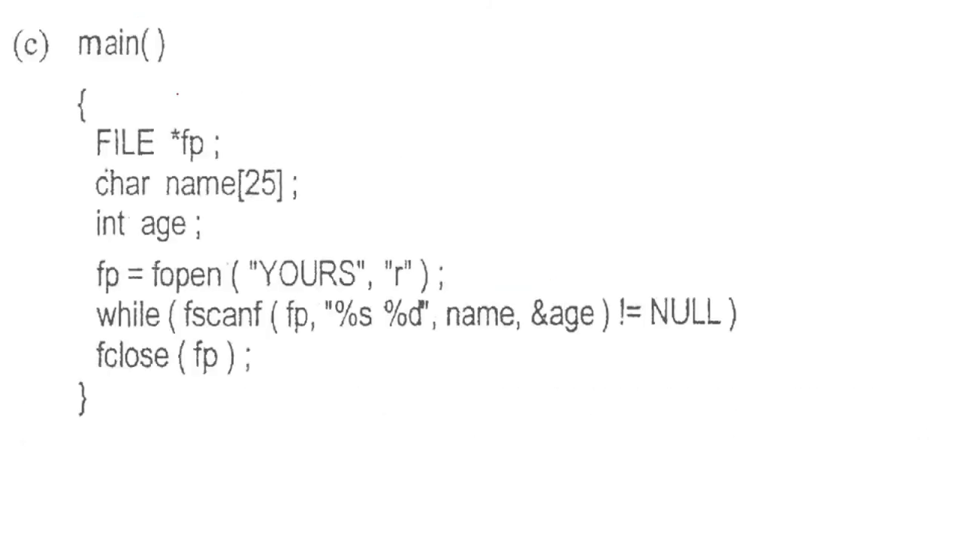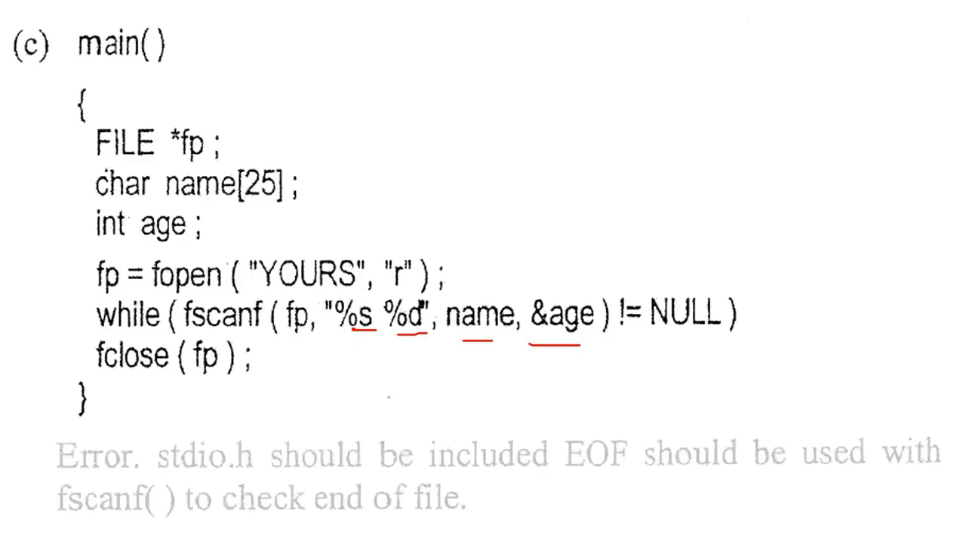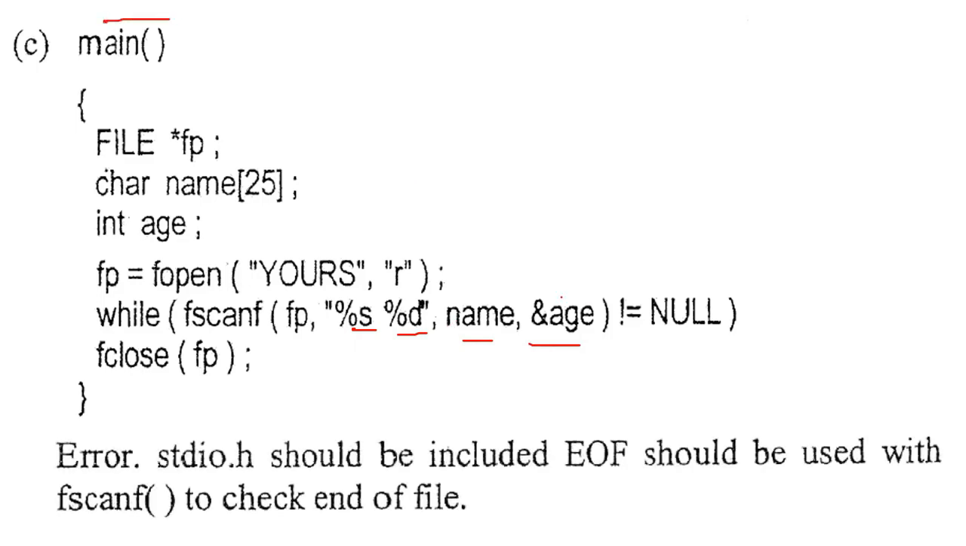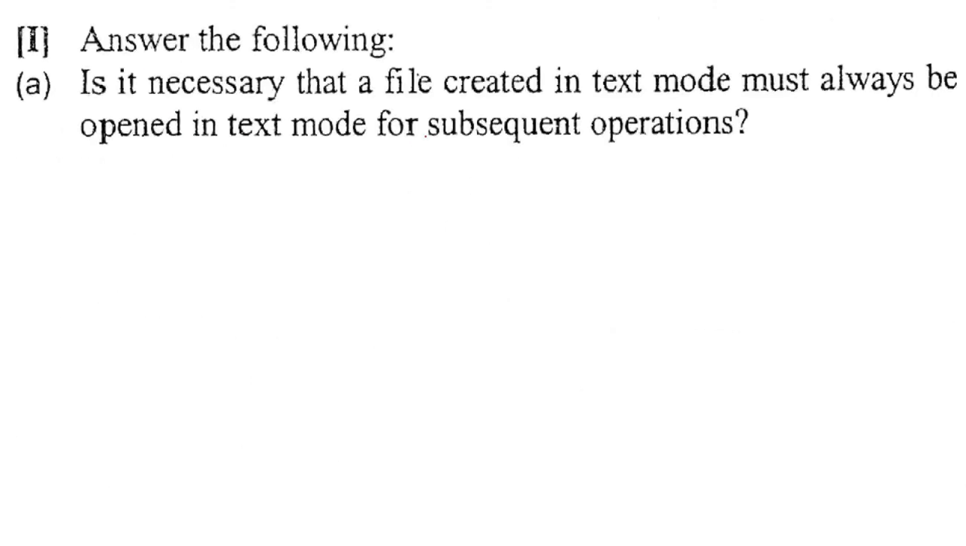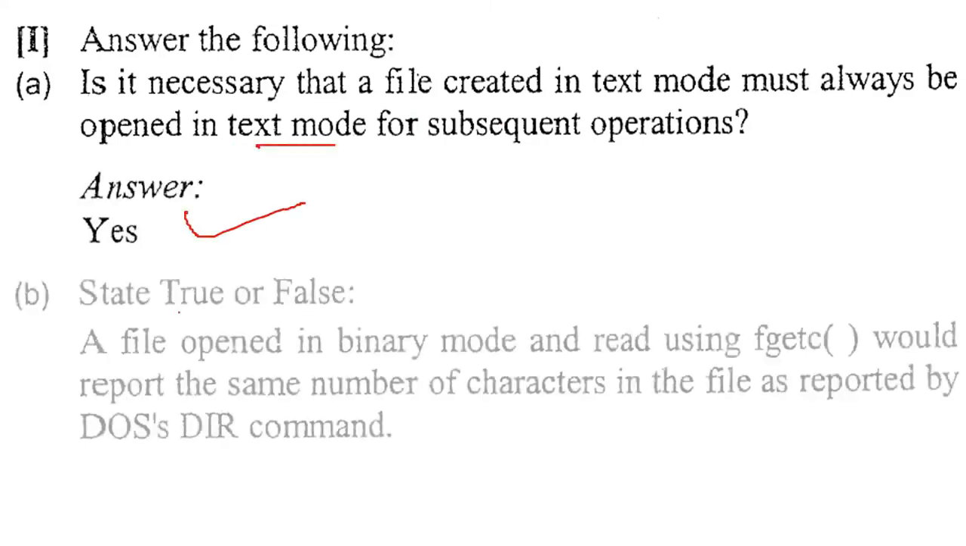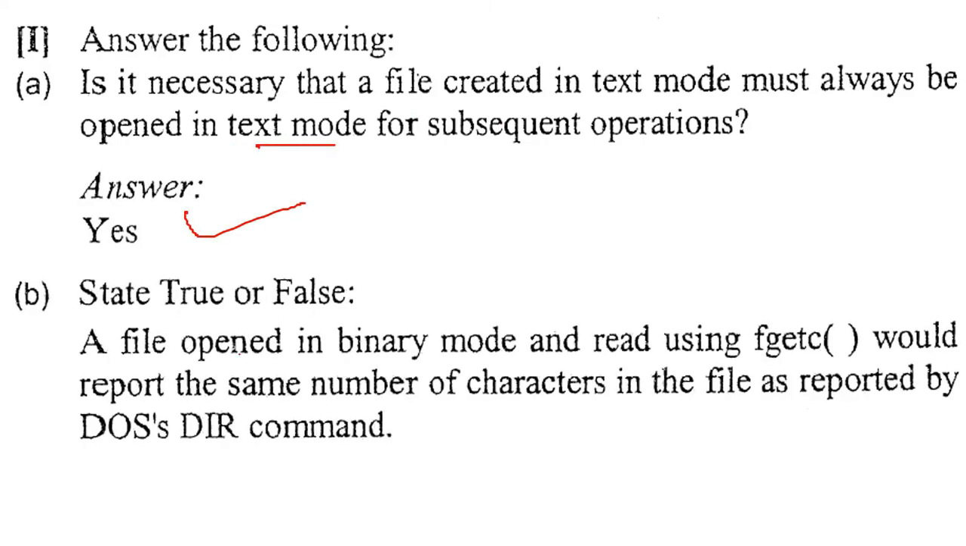In this, can you find any error here? %s name and %d age. First of all, stdio has to be included, and here for end of file, because we are using fscanf, we cannot use NULL here. We have to use EOF with the fscanf to check the end of file. Is it necessary that a file created in text mode must always be opened in text mode for subsequent operations? This is very true. A file opened in binary mode and read using fgetc would report the same number of characters in the file as reported by some operating system directory command.